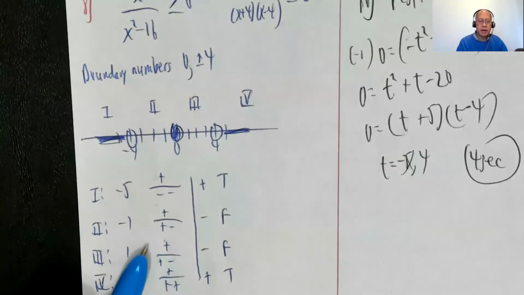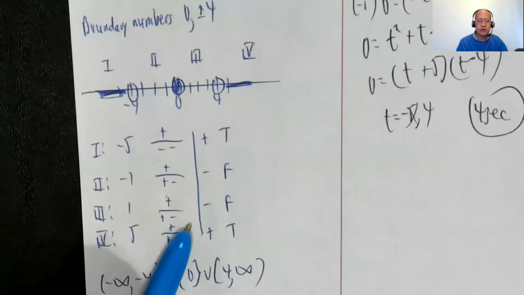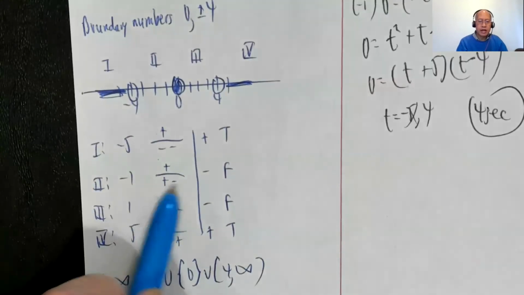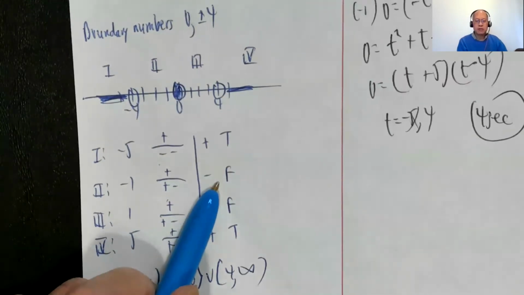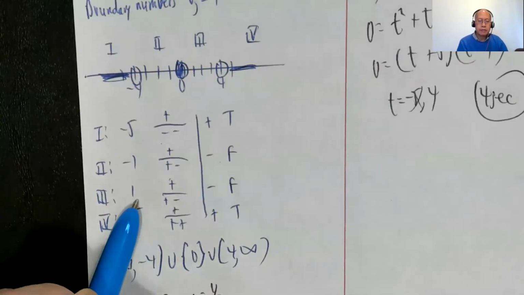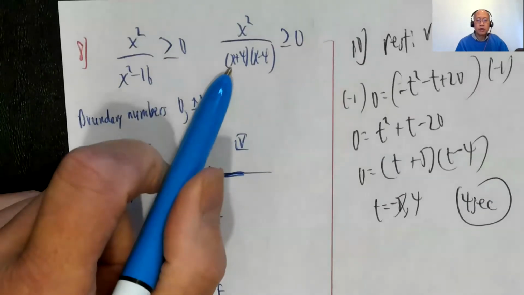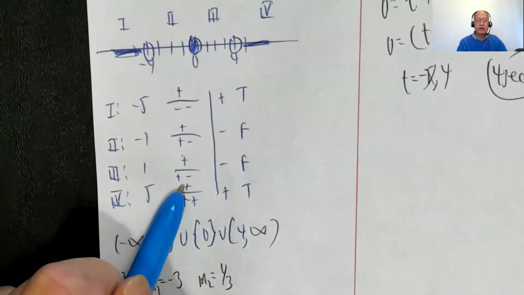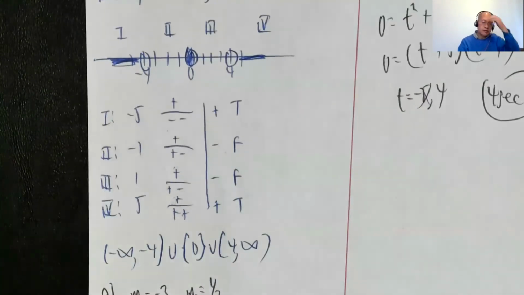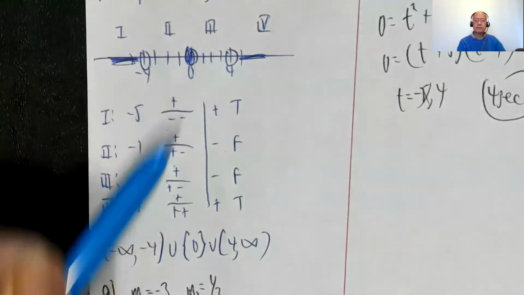Region 2, negative 1. Negative 1 plus 4 is positive. Negative 1 minus 4 is negative. So I have one negative, that makes the whole thing negative. Negative greater than or equal to 0, no, that's false. Region 3, plug in 1. 1 plus 4, positive. 1 minus 4 is negative. So I have one negative, leaving me with a negative. Negative greater than or equal to 0, no, that's false. Don't shade in region 3.